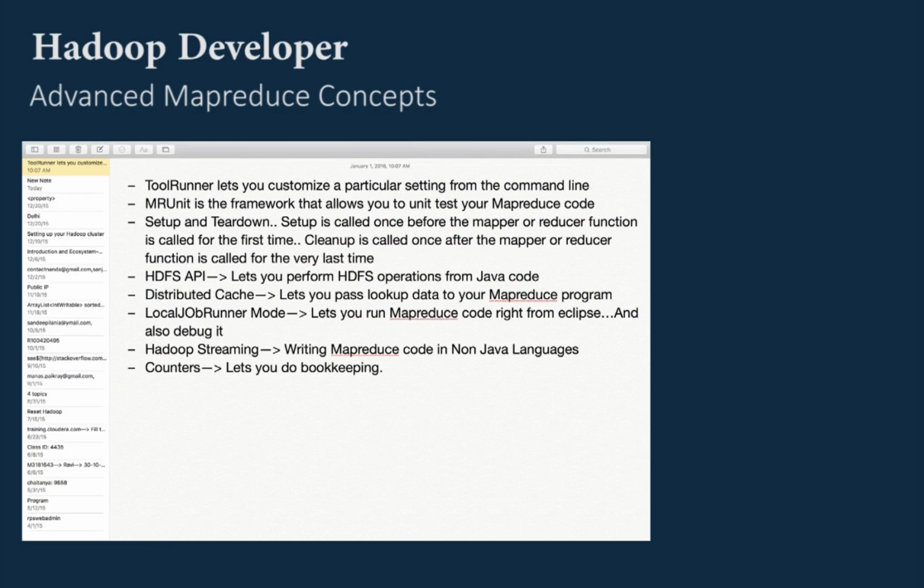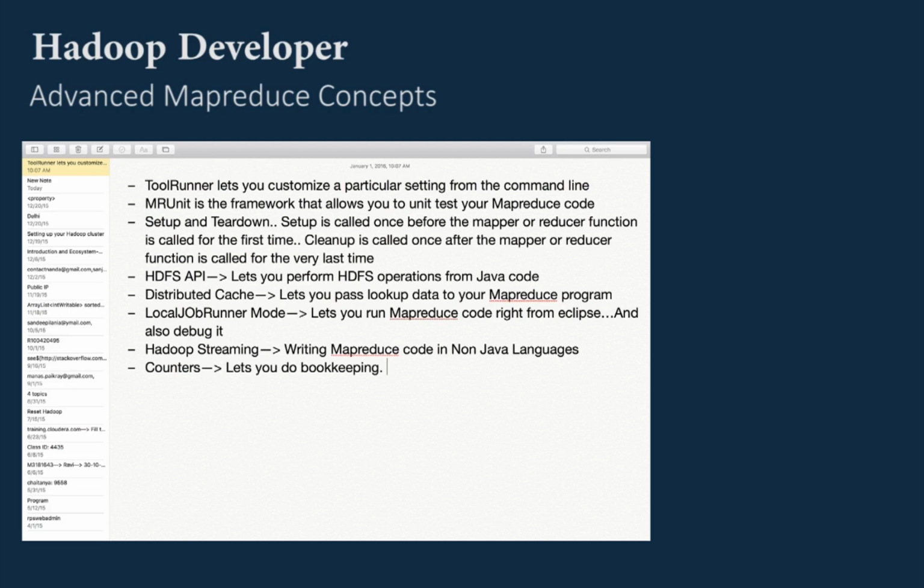So counters let you do bookkeeping. These are some of the advanced features of Mapreduce that take you to level 2. At level 1, we understood what Mapreduce is, how to write a Mapreduce program, and how to design one: what is a mapper, reducer, combiner, partitioner. Then it's time to go to advanced, and this video helped you do that. The first advanced feature we saw is ToolRunner. ToolRunner lets us customize any default behavior from the command line.